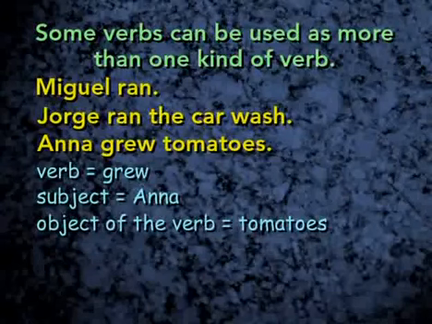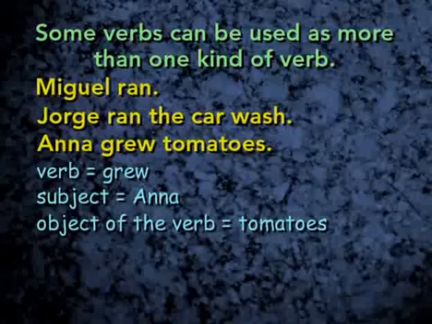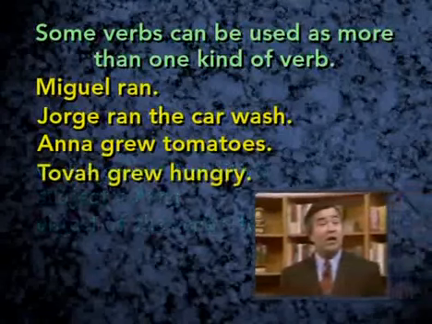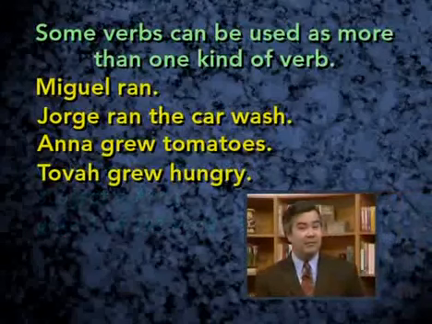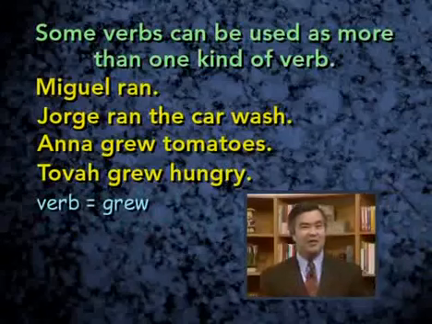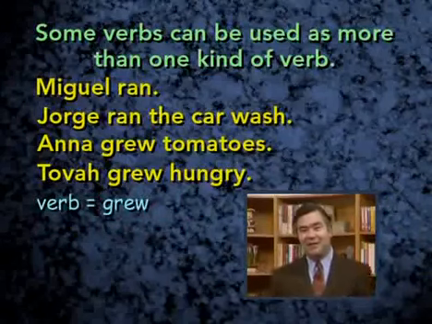Therefore, what kind of verb is grew in this sentence? It's a transitive verb, because remember, only transitive verbs pass the action along to an object. Compare that with this sentence. Tova grew hungry. Here we have the same verb, grew, but the meaning is a little different and the structure of the sentence is different.